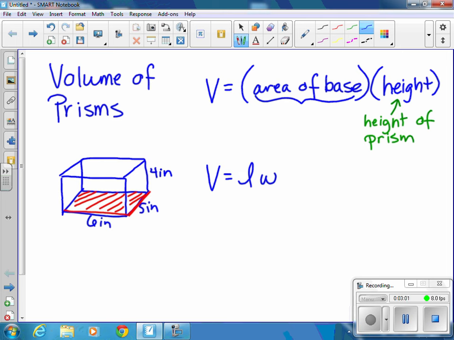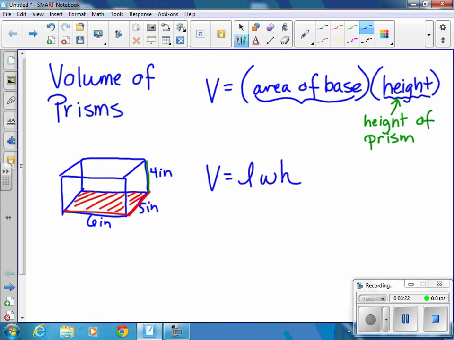But now also with my volume formula, after I get the area of the base, I also need the height, remember, the height of the prism. So in this case, the height of the prism is 4. It's this part right here. This would be my height of my prism. So now that I have that, there's my actual formula to find volume.